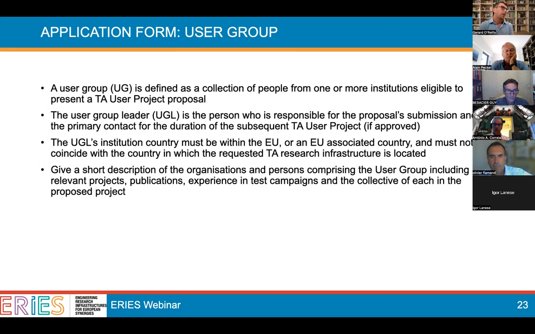So the user group. I've mentioned the user group leader before, but what is the user group? Well, it's essentially the user group leader and all of the people working with them. So it's the collection of people from one or more institutes eligible to present a TA user project proposal. I've mentioned some of these criteria before, and some are repeated here again just for clarity. The user group leader is mainly the responsible person, the PI of the project, if you want to use that kind of terminology, and their institution must be within one of those countries that I've mentioned before.